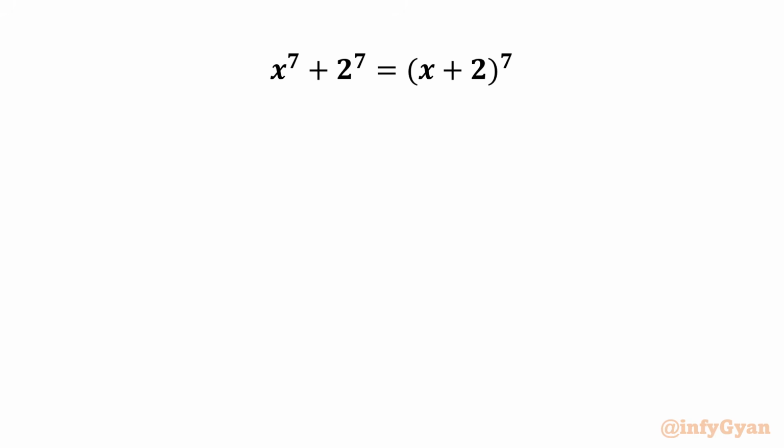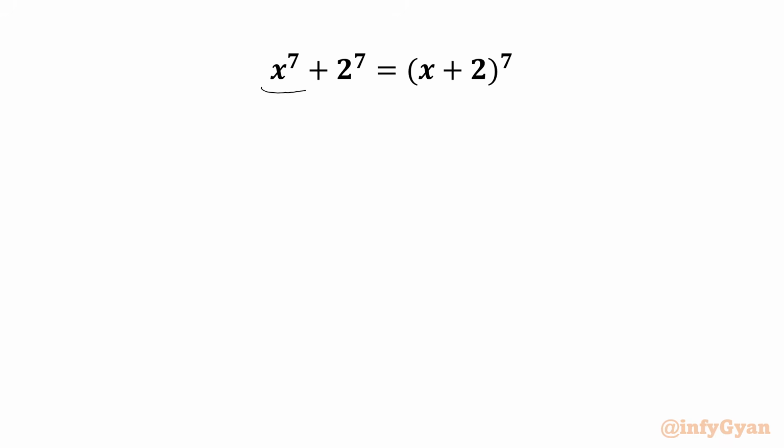Once we expand our RHS, (x plus 2) whole power 7, we'll be getting x power 7 as a leading term, which will cancel LHS x power 7. So our equation will be left with x power 6. The maximum power of x is 6, so we are going to calculate 6 solutions here.